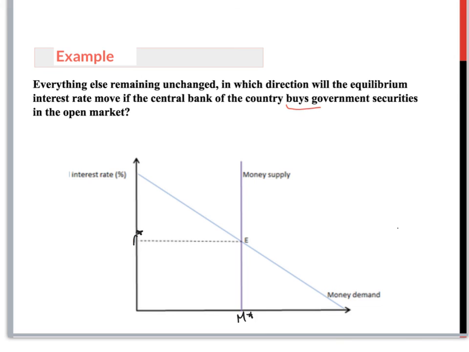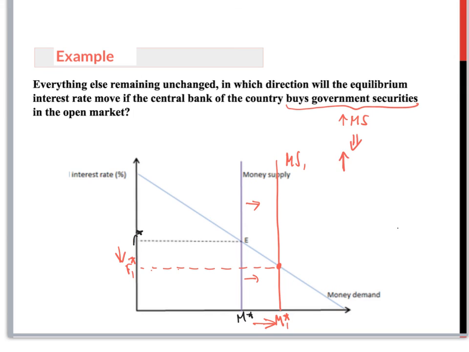So remember, when a central bank buys government securities, that's going to increase banks' reserves and increase the loans that they make and thus increase the money supply. So we're going to have a shift to the right of the money supply curve, which is going to increase the quantity of money and decrease those short-term interest rates. So we should see an increase in the quantity of money and a decrease in interest rates.